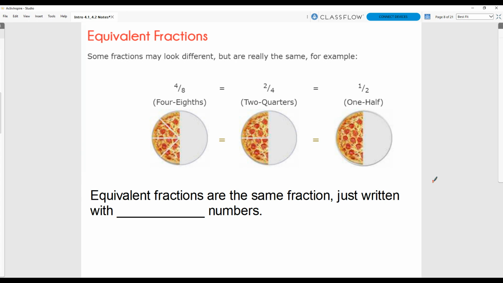All right, so equivalent fractions are the same exact fraction. They're the same exact thing. It's just written with different numbers. Okay, so all of these have different numbers that they're written with, but they're all the same exact fraction. So let's take a look at how we would go about making some equivalent fractions.